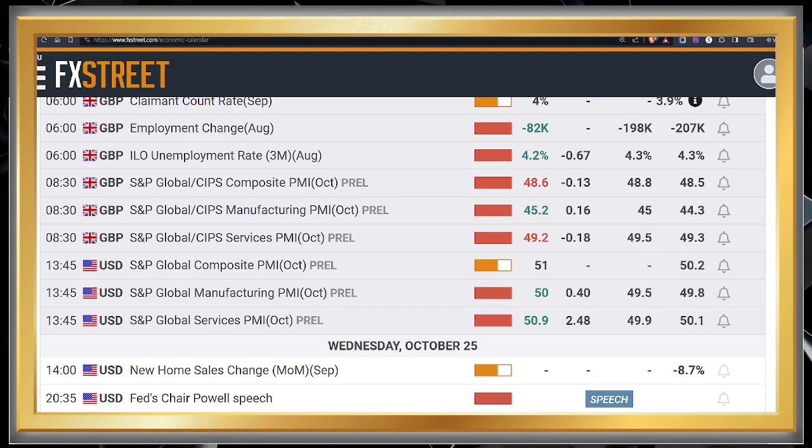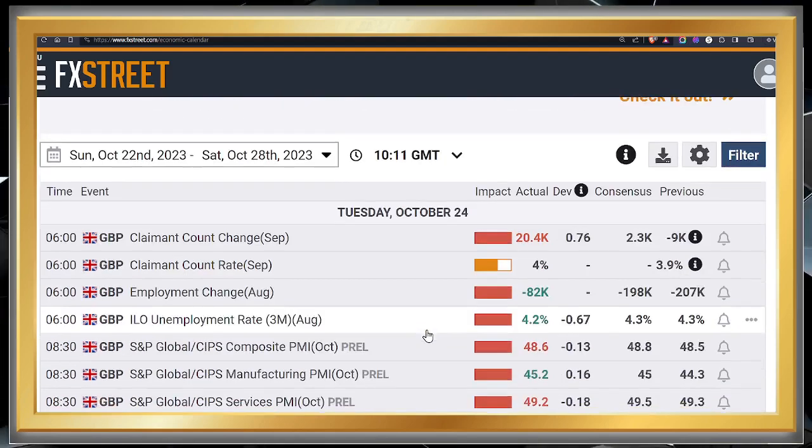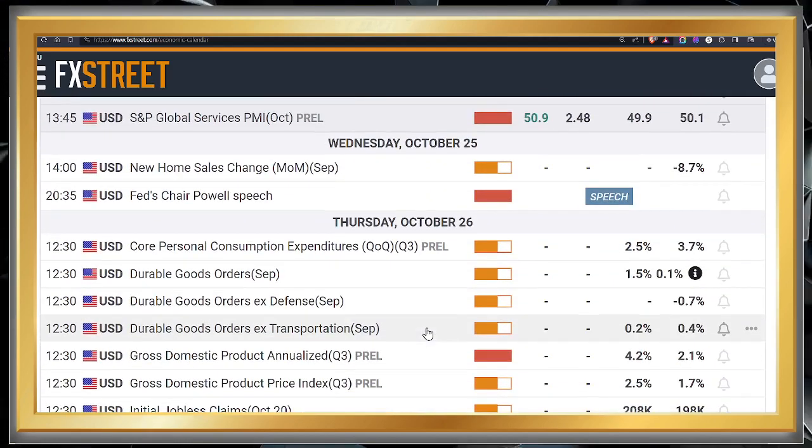Now, on the economic calendar, we usually focus on high impact events from the economic docket that affect the assets on our watch list. For this week, based on the assets we have been monitoring so far, we are going to be focusing on the United States and the United Kingdom economic docket.